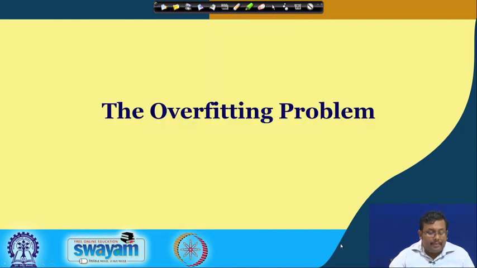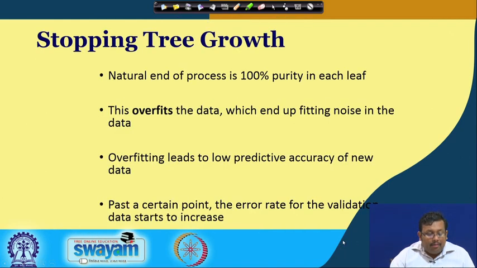So, what is the overfitting problem? Remember that if you continue to create the trees and these branches, ultimately a time will come when you will perfectly fit all the observations, because each observation will have its own set of rules. So, you can create any set of rules to fit any particular observation. However, that would create overfitting.